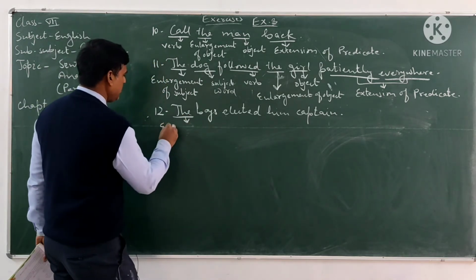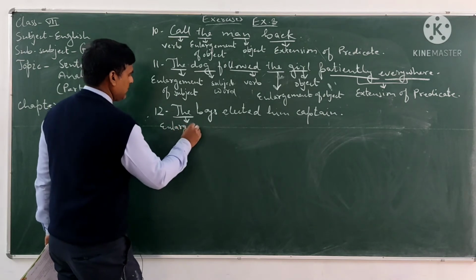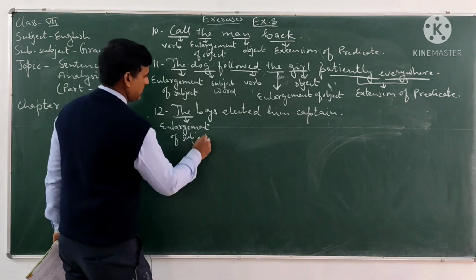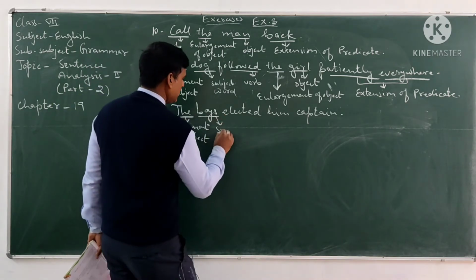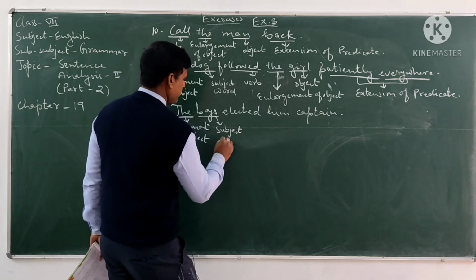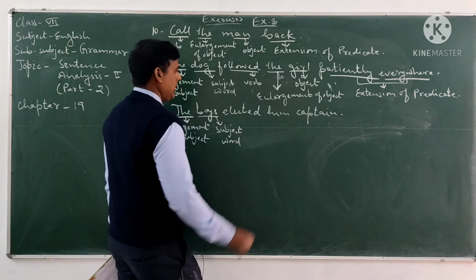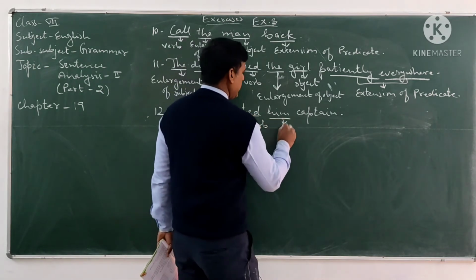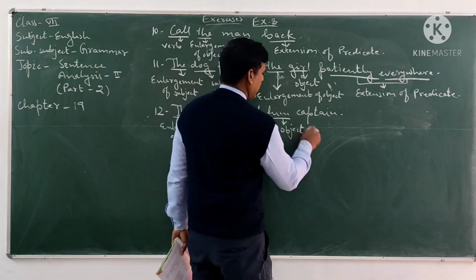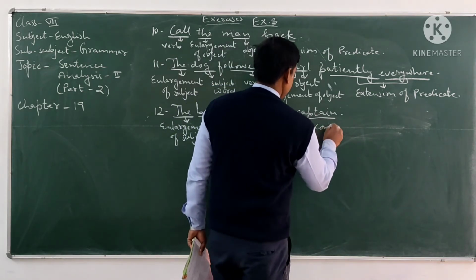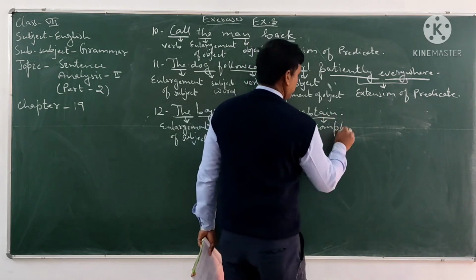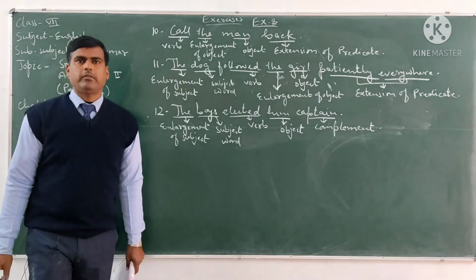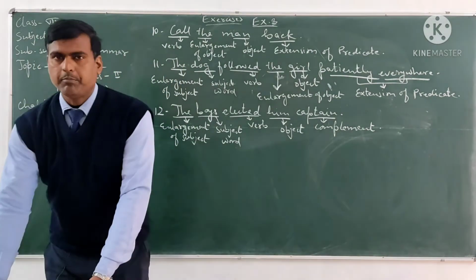In this sentence, the is the enlargement of subject. Boys is the subject word. Elected is the verb. Him is the object. And captain is the complement. So this is the sentence analysis of sentence number 12. Now exercise number 3 is completed.